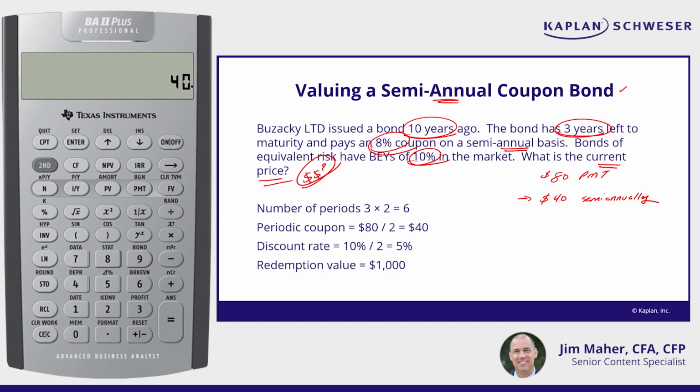Our discount rate we're going to be using, our I/Y, is going to be 10 divided by 2. Once again, because our bond is a semi-annual pay bond. So we want to make sure we divide or multiply all these numbers by 2. Okay, very important. Make sure you know that and be able to make those calculations. Really simple stuff. And then our future value or our redemption value is going to be 1,000.